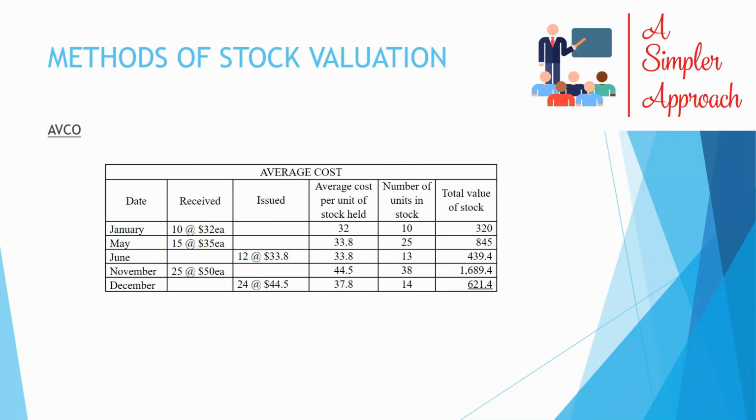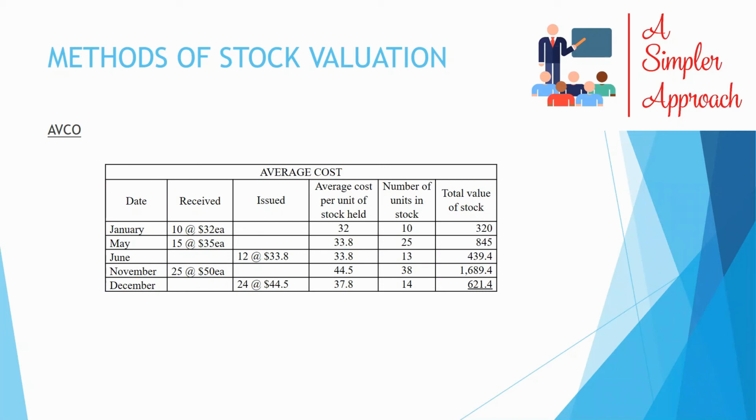What is my average cost? Use a formula: total value of stock over number of units in stock. 439.4 divided by 13 gives me 33.8. Okay? Off to November.